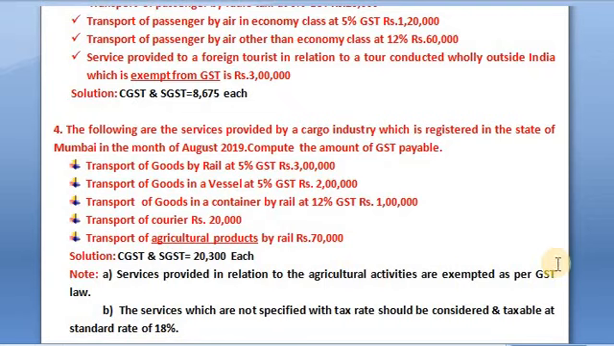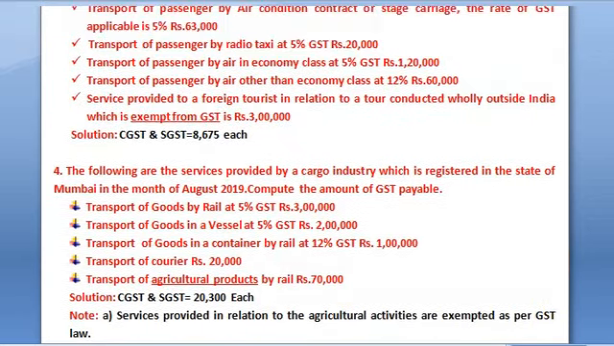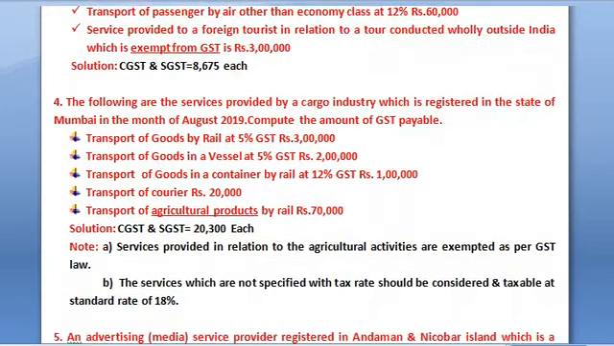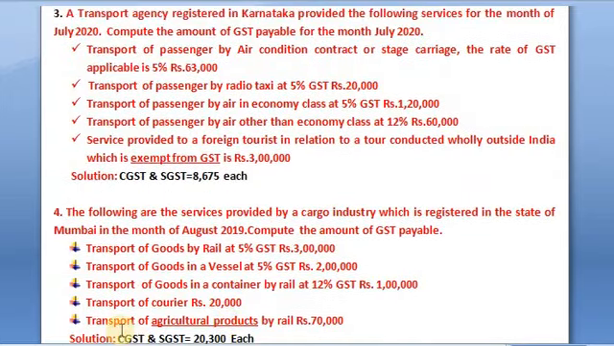Now you have to tell me, when we say transport of courier, they have given you the amount. Transport of courier rupees 20,000. They have not given the percentage. When the percentage is not mentioned, don't assume that it is exempted. It is not exempted. Clear? Whether the percentage is given or not, you have to analyse clearly whether it is taxable or not. 20,000 it is taxable, but how much percentage they have not given.